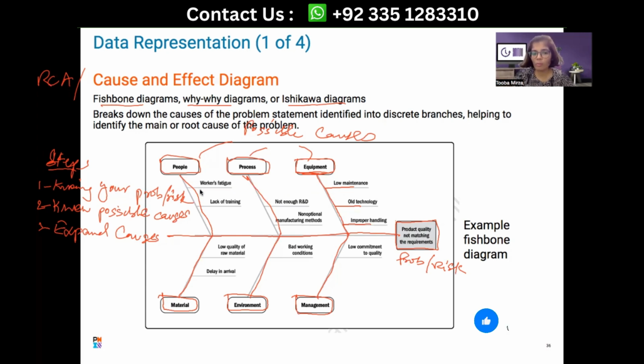Same goes for process, same goes for people. For instance, under people, if people is the reason behind poor quality, then it can be low morale, fatigue, lack of training, lack of right skill set, and it can be poor management application, lack of mentoring, coaching. It can be a variety of reasons. Again, you need to expand your causes. Then you need to converge to the actual cause.